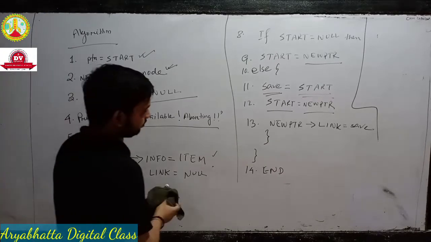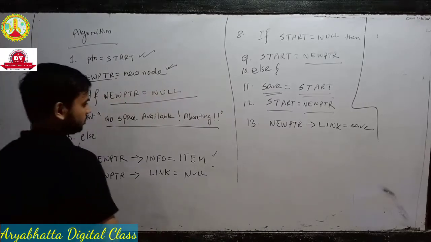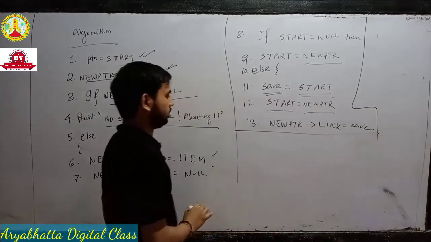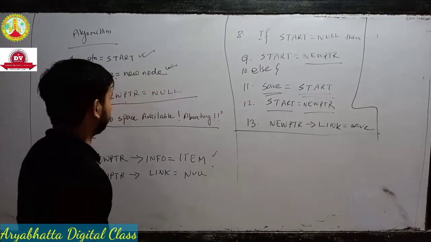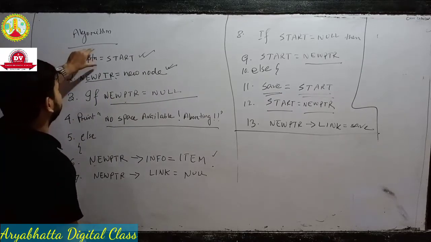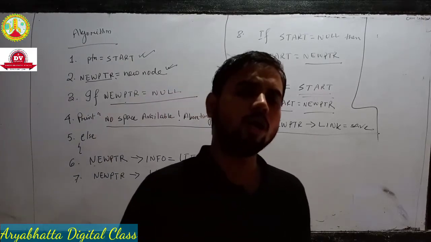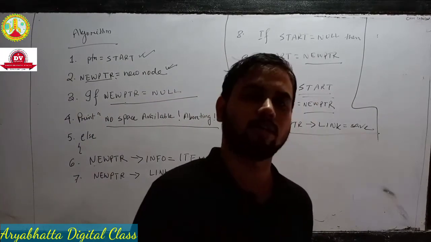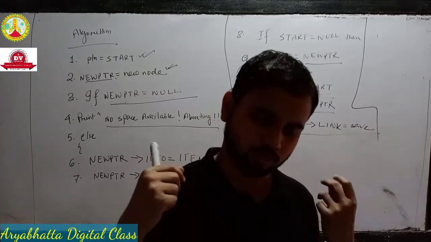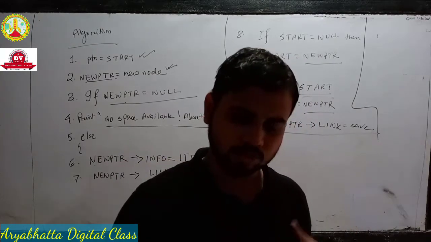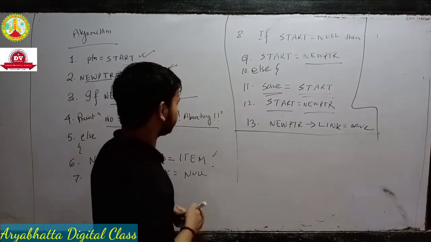I erased this part for teaching purposes, just for space. I hope you have written it. I already told you, algorithm means all possible conditions come in the algorithm. Suppose the linked list is empty, or the linked list has a lot of nodes; all possible conditions and their logic will be coming in the algorithm, right?